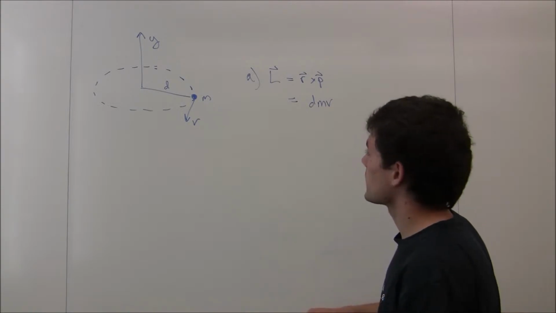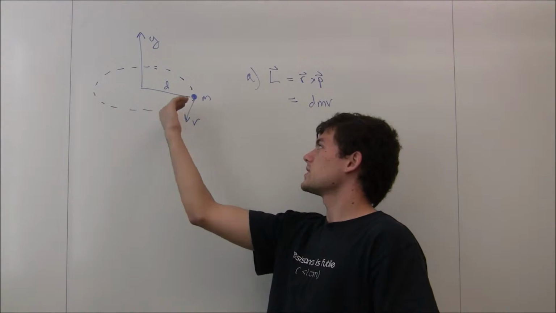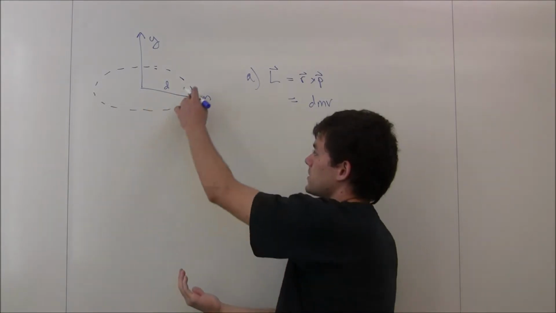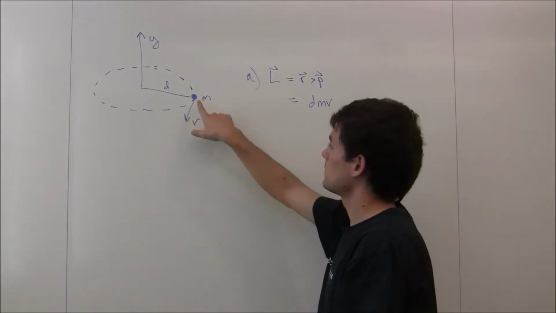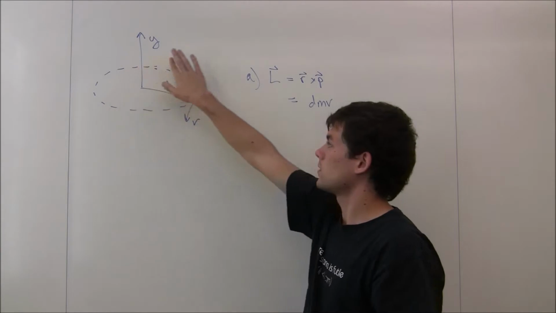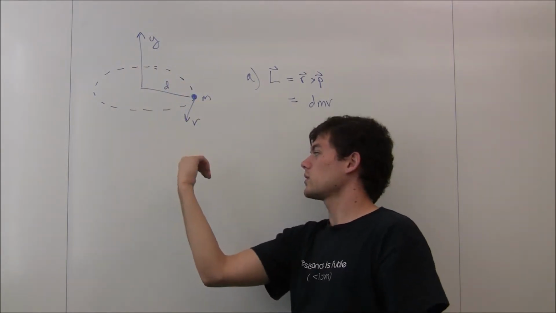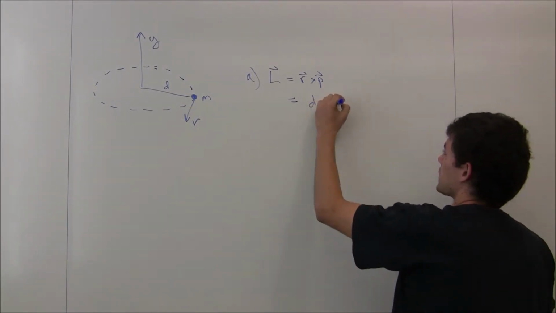Now for the direction of the angular momentum vector, we're going to use the right-hand rule. We know that d is pointing straight this way, and the velocity is pointing straight across here, around clockwise around this circle. And so that tells us that by the right-hand rule, the cross product of them is going to point in the negative y-hat direction.